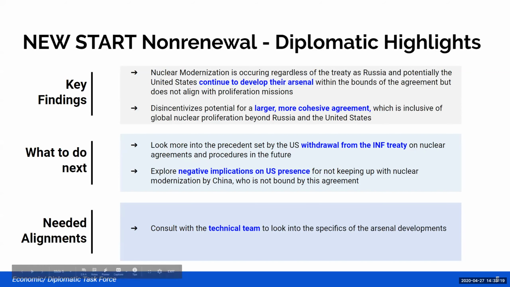This is Rithika, and I looked at the diplomatic side of not renewing the New START treaty and what incentives there might be on that end. I think the biggest barrier to not renewing New START would be the idea that despite this agreement being in place, Russia and the United States, as well as other countries across the globe, continue to develop and modernize their nuclear arsenals, still within the bounds of the agreement, but that doesn't necessarily fit the whole intent and mission of the agreement, which is nuclear non-proliferation.